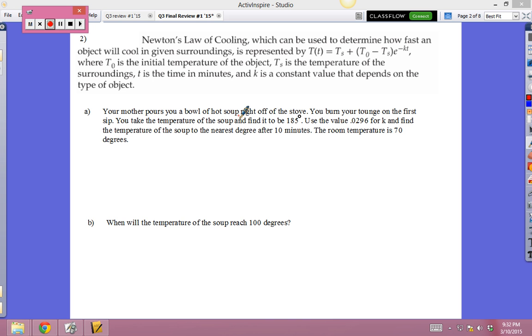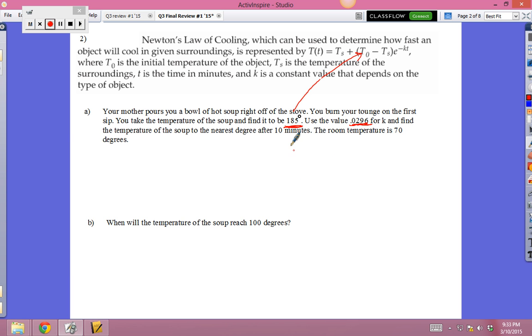So your mom pours you a bowl of soup. It's hot. You burn your tongue. You take the temperature of the soup and find it to be 185. Okay, this 185, that's the T sub 0. That's the initial temperature of the soup right off the stove. And they're going to give you this for K. So they tell you that's the cooling constant.